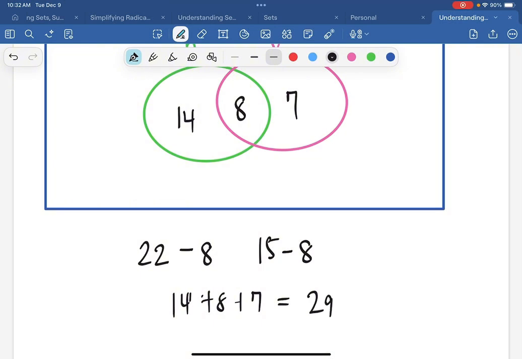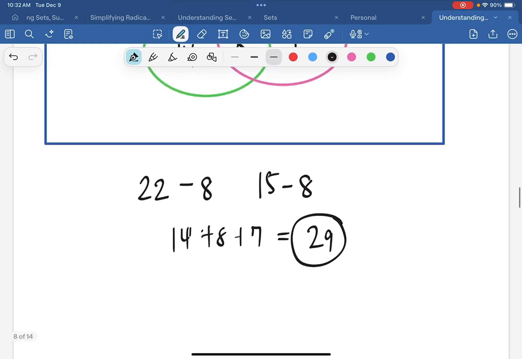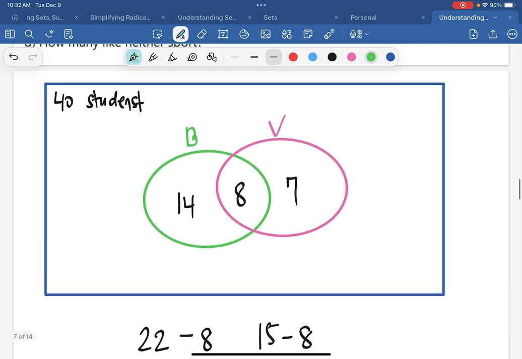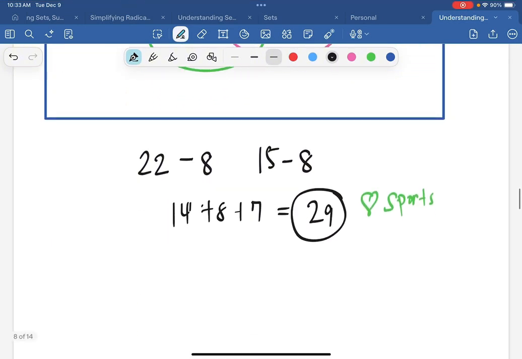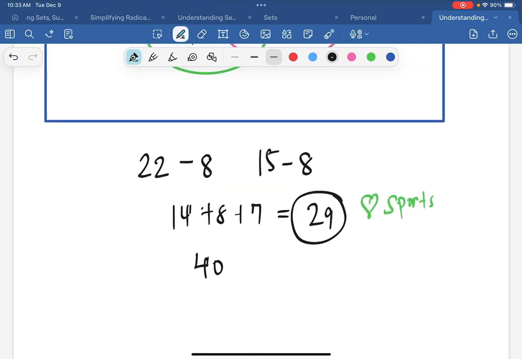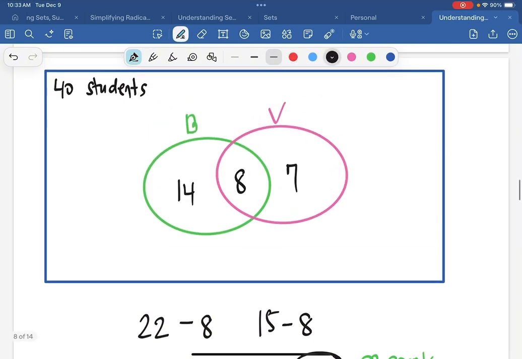So these are all the students who have interest in sports in general. So since there are 29 who like sports or love sports, and the total number of students is 40, so 40 minus 29, the answer is 11. So there are 11 who are not interested in sports. Okay, so that would be our complement.